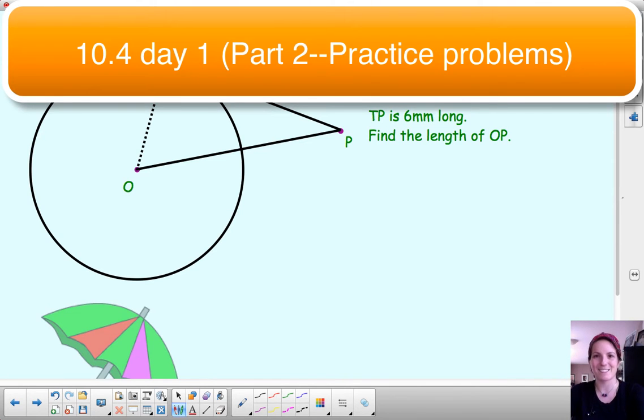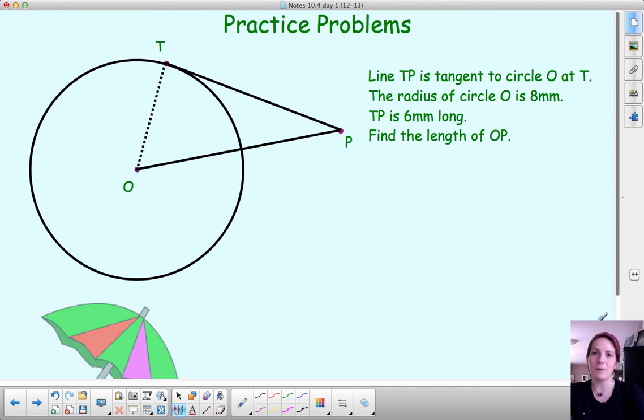So let's practice. It says line TP is tangent to circle O at T. The radius of circle O is 8 millimeters. TP is 6 millimeters long. Find the length of OP.